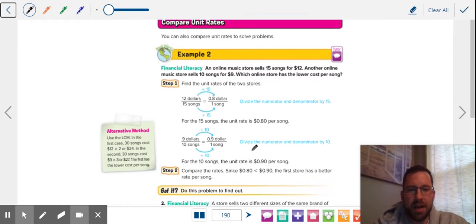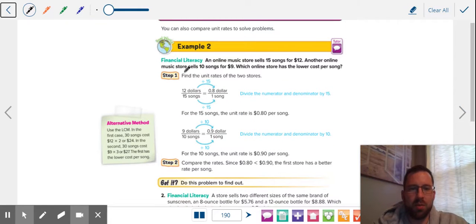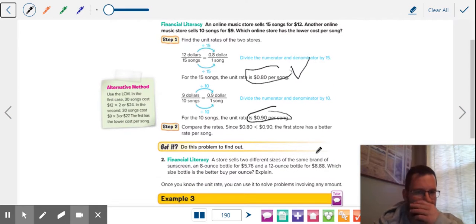Now, if we have two unit rates, we need to compare them to see what's the better deal. Right here, we're talking about what's the better deal for online music. Is it better to get 15 songs for $12 or 10 songs for $9? So find the unit price. This is 80 cents a song. This is 90 cents per song. So it's obviously better to go with 80 cents a song rather than 90 cents a song.